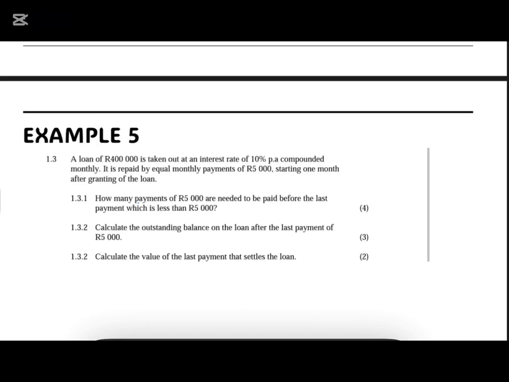Right, we're on example 5. So now let's go through the statement. A loan of 400,000 is taken out at an interest rate of 10% compounded monthly. So what does that mean? We have 400,000 to be our present value. It's a loan taken, and then also now we have an interest rate, which is i. It's compounded monthly. Then we're going to have i to be equal to 0.10 divided by 12. It's compounded monthly.